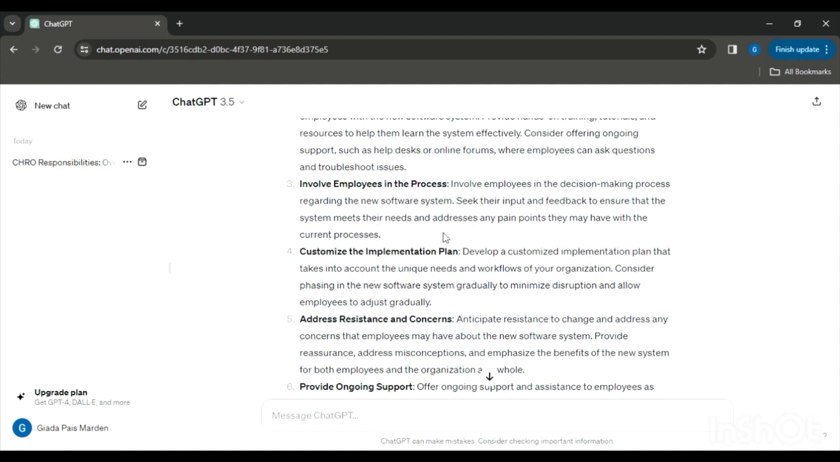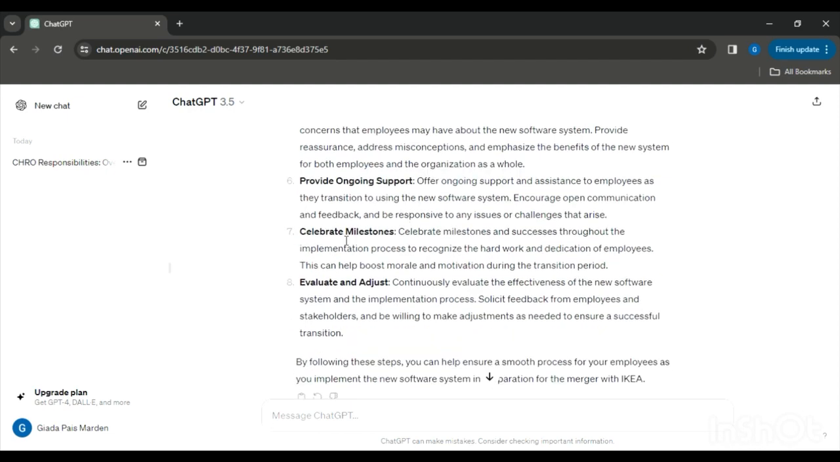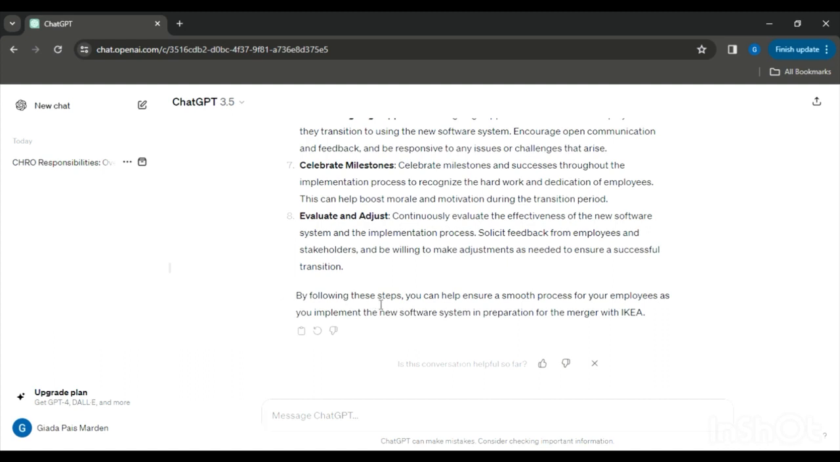Customize the implementation plan, address resistance and concerns, provide ongoing support, celebrate milestones, evaluate and adjust. So by following these steps, you can help ensure a smooth process for your employees as you implement the new software system in preparation for the merger with IKEA. I'm sure that also if you became chief, you already have years of experience in the field and you probably already know this. But I really think that it doesn't hurt to read one more opinion to make sure it's in line with yours.